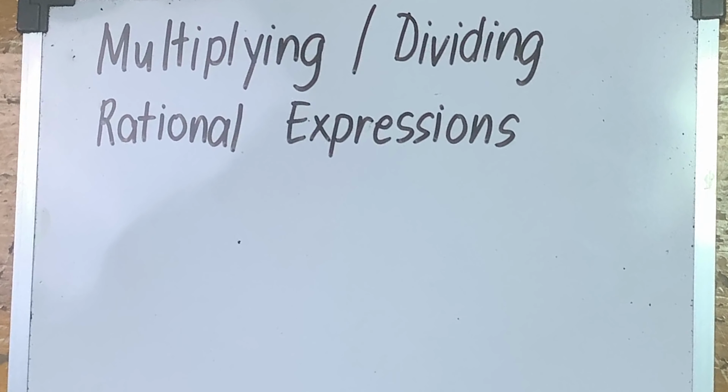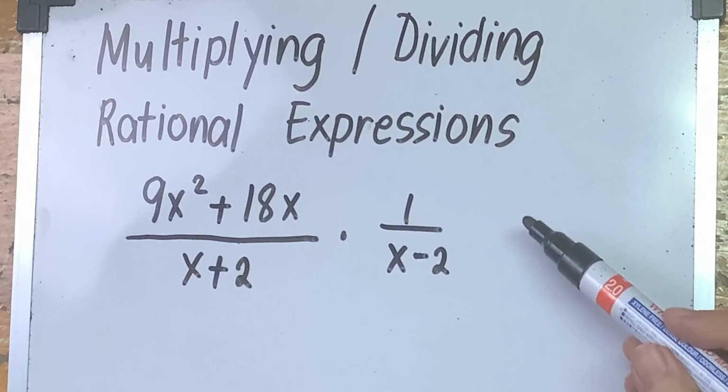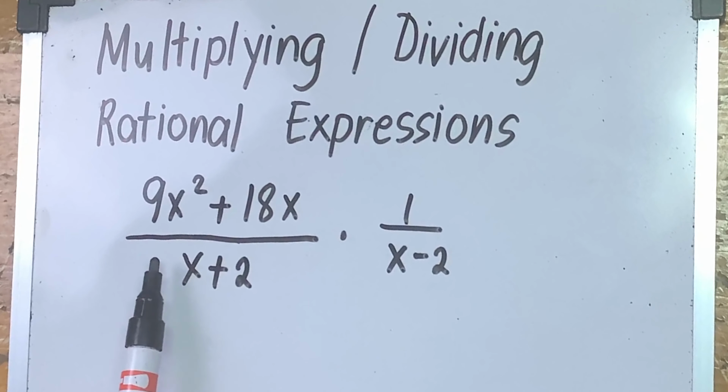Ngayon, pag-aaralan natin paano mag-multiply at mag-divide ng rational expressions. Halimbawa, meron tayong expression na 9x squared plus 18x over x plus 2 times 1 over x minus 2. Kailangan lang nating isimplify lahat. Okay? So, tingnan natin tong first term.